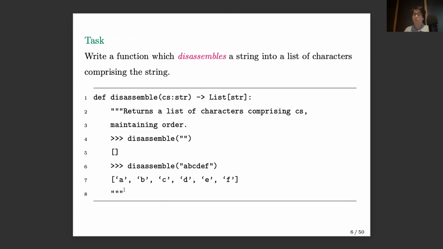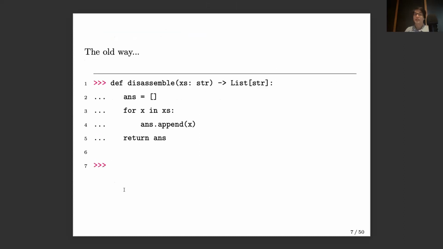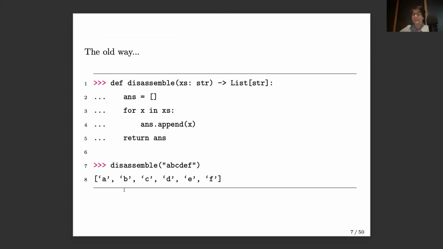But let's take a look at this problem. Write a function that disassembles a string into a list of characters. Should be fairly easy. Now, before list comprehensions, we may have done something like this. Here's a function. Let's have an answer which is going to be empty. Let's walk through the string and append every character. And this would work. We could say disassemble A through F and get A, B, C, D, E, F.